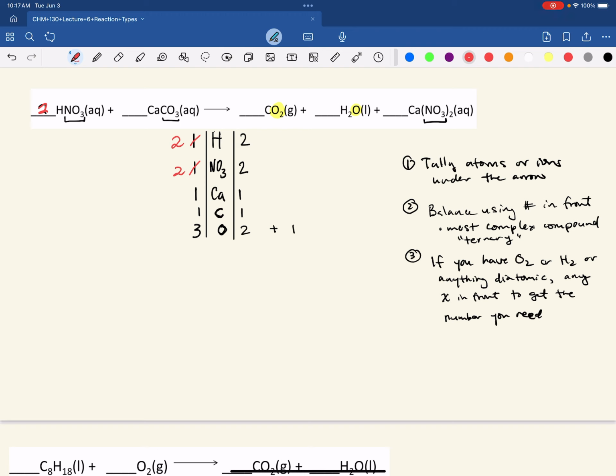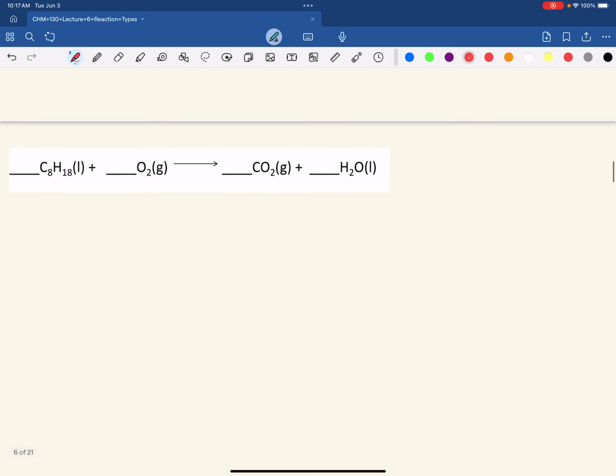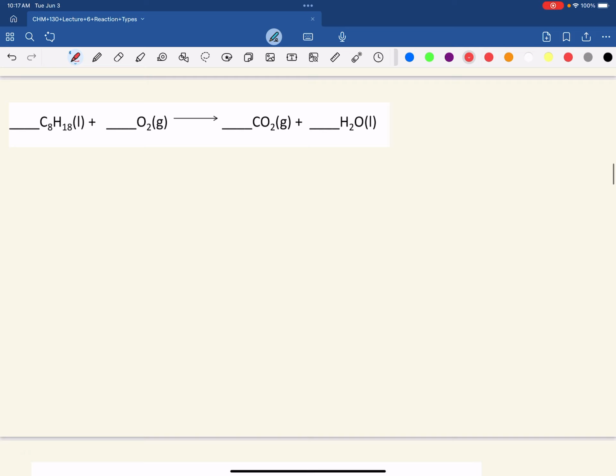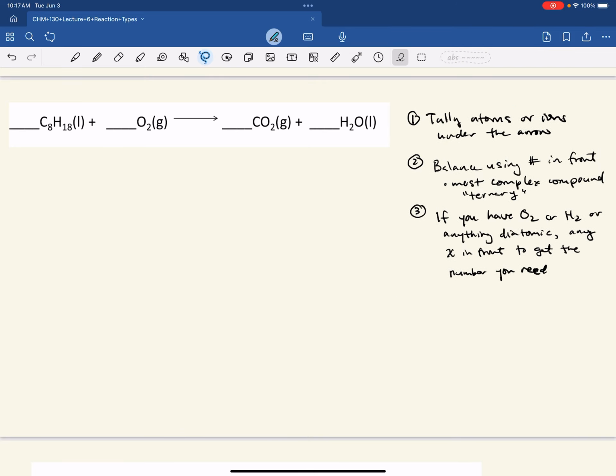Now, if you look at it, everything else seems balanced, right? The calcium is balanced. Carbon is balanced, 2 plus 1 is 3, so everything else is balanced. So in this particular case, just by writing that 2 in front of the HNO3, this reaction is balanced. Hopefully, it would be nice if every reaction was this easily balanced. You'll see that it is not the case, but oftentimes reactions are very straightforward to balance. All right, looking at the next one, again, we're going to tally underneath, and we're going to go carbon.